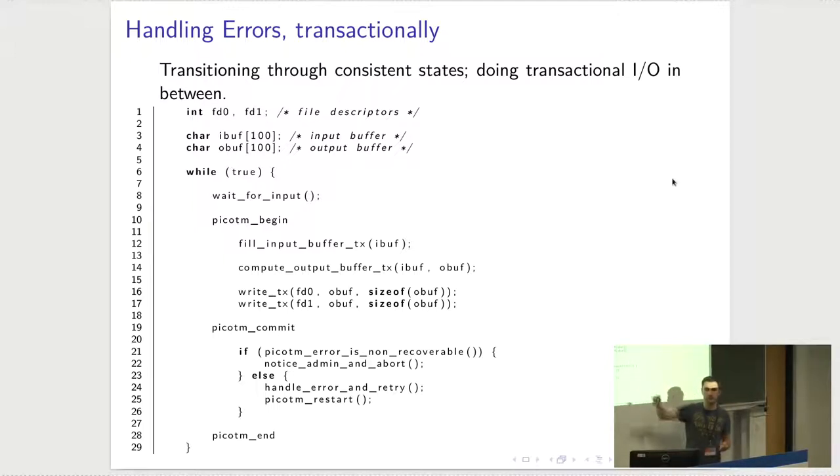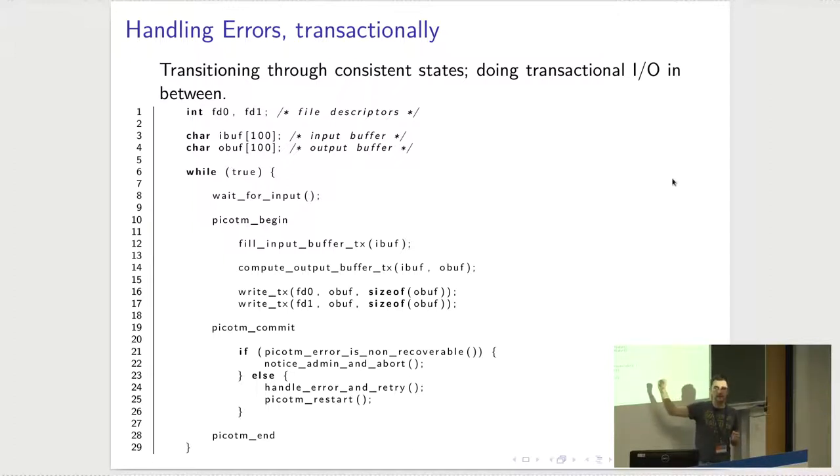Let's go first through this when everything works well. So the transaction begins, where we save our stack pointer, our instruction pointer. We do some internal setup. Then we have fill input buffer TX. Fill input buffer TX is a transactional implementation of the previous fill input buffer function. Why is this important? I will get to that in a bit when we come to error handling. So we fill our input buffer within the transaction. We compute the output buffer within the transaction. We do a transactional write.